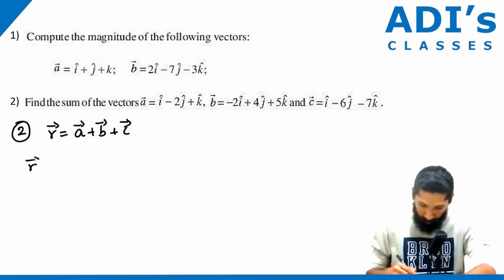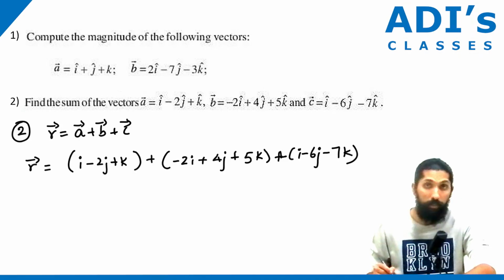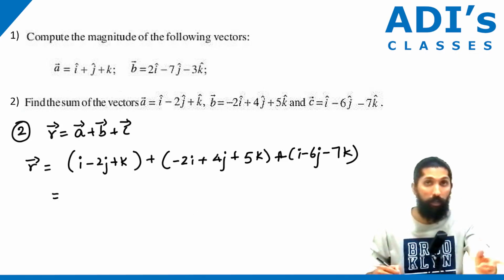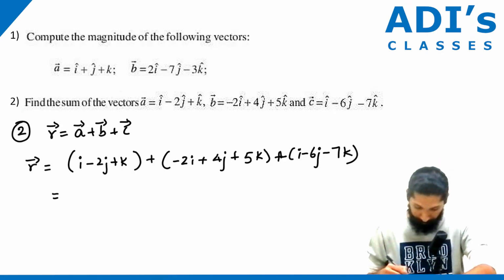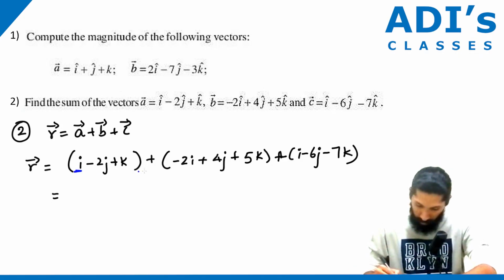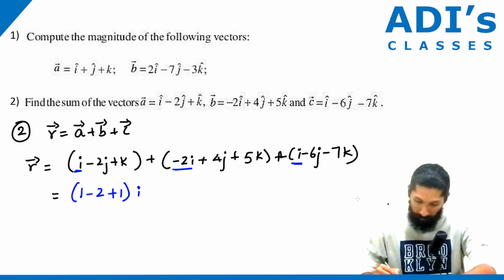So vector R is equal to A, which is i minus 2j plus k, plus minus 2i plus 4j plus 5k, plus i minus 6j minus 7k. This basically is the whole vector. We have to add the i's, we have to add the j's, we have to add the k's, correct? So in this case, when you add the i, see this i, and this is i. 1 minus 2 plus 1 into i cap. The first one is this.